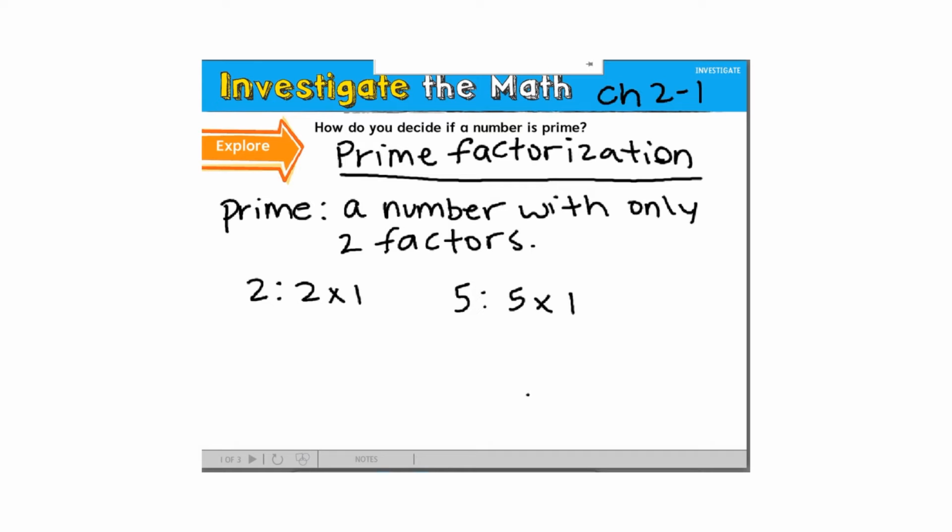It might even be review from 3rd grade, but I know for sure from 4th grade. Your other example is composite. This is our other vocabulary word. And basically, if it's not prime, it's composite. If it's not composite, then it's prime. So a number with more than 2 factors.